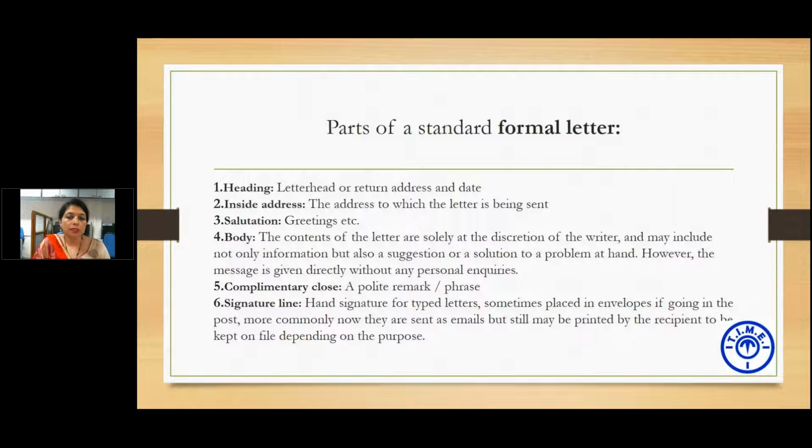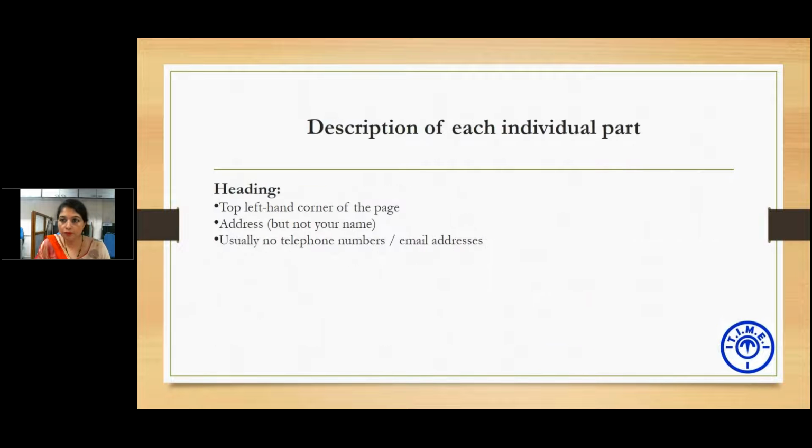Signature for typed letters, sometimes placed in envelopes if going in post, are more commonly now sent as emails, but they still may be printed by the recipient to be kept on file depending on the purpose for which you have sent that letter. I hope things are clear by now.